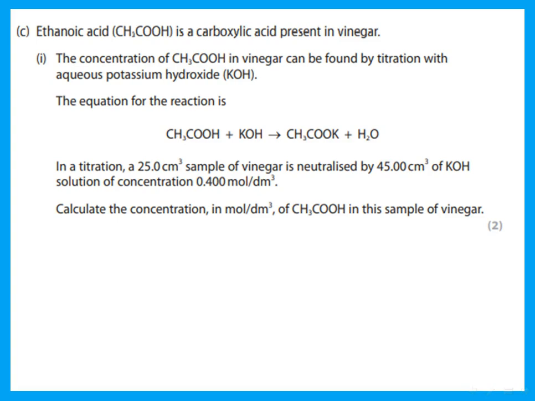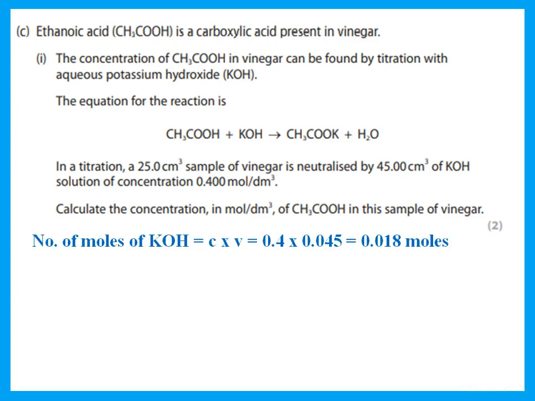And he is asking for what? He's asking for the concentration of the ethanoic acid. So again, he gives me information about KOH. So the first thing I should do is get the number of moles of KOH. How do I get the number of moles? Concentration times volume. That gives me the number of moles of KOH. Then I go back and relate it from the equation. He's asking about what? About ethanoic acid.